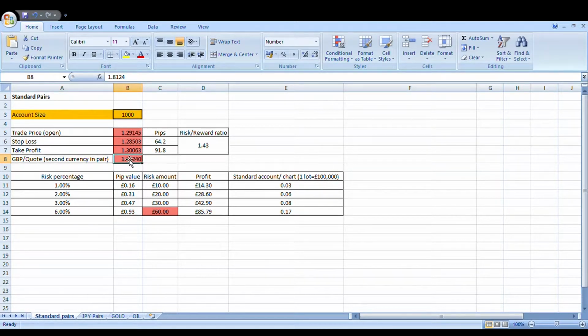So straight away there, that tells you how many pips are in your stop loss and how many pips are in your take profit, as well as your risk reward ratio. So all of this information can go straight into your trading log.